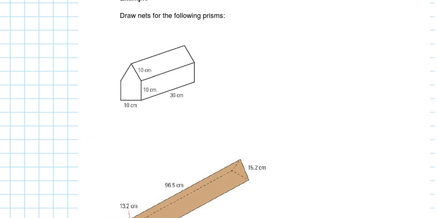Here's a prism, and you're asked to draw the net of the following prism. So what would you draw here? What do you have? 2 rectangles? No, 4, sorry, 4 rectangles, plus squares. Okay, how about you think about it first? Let's think about it first.